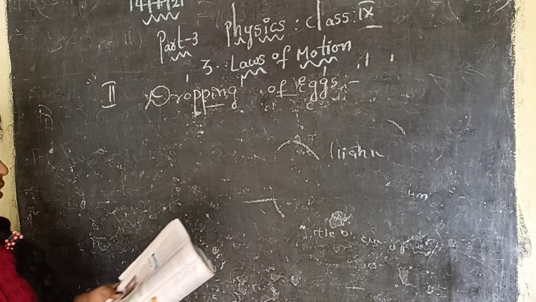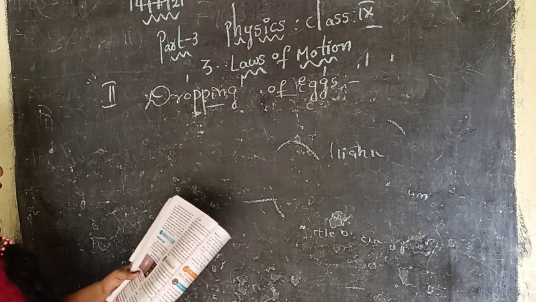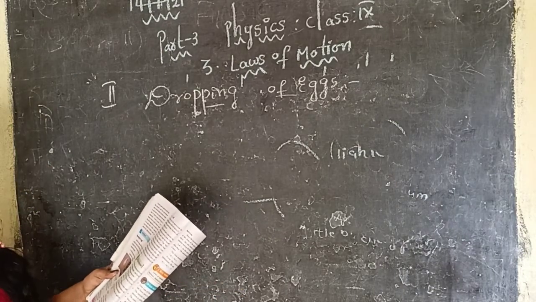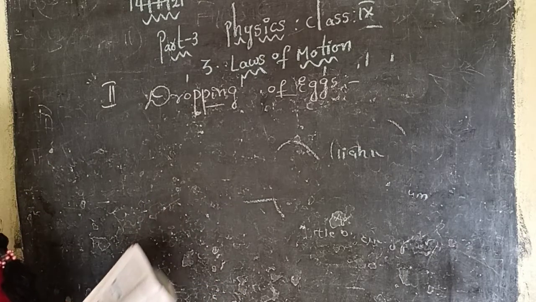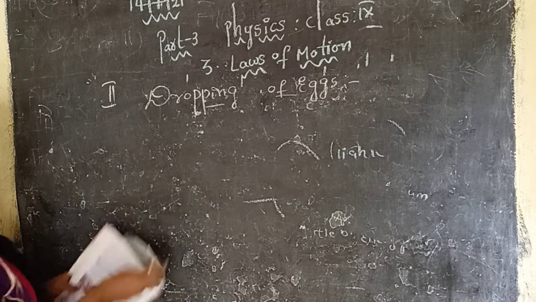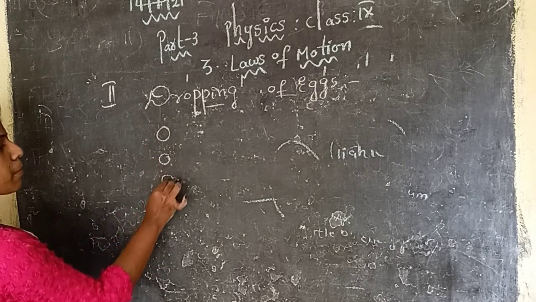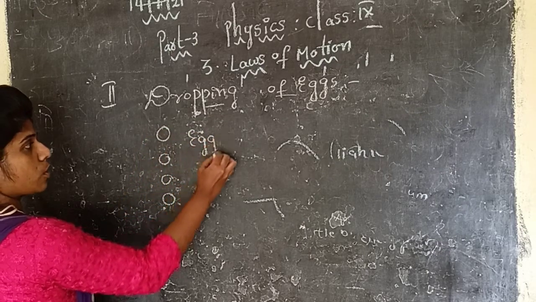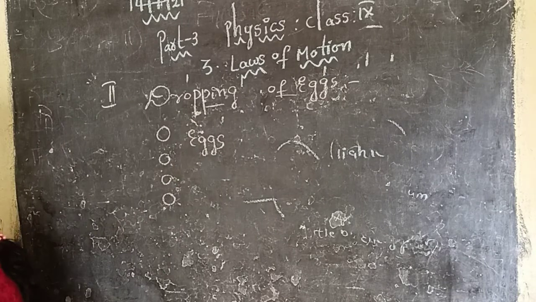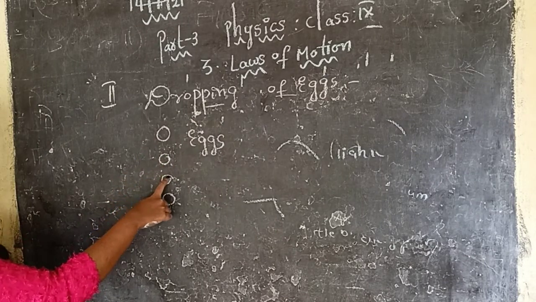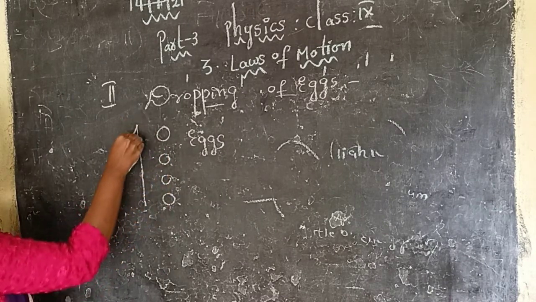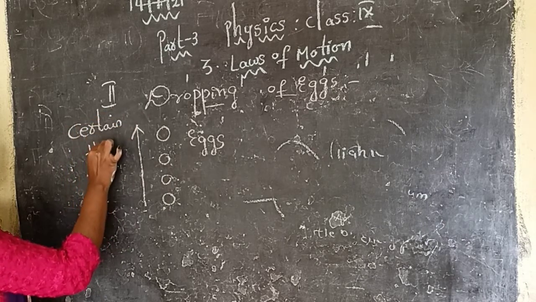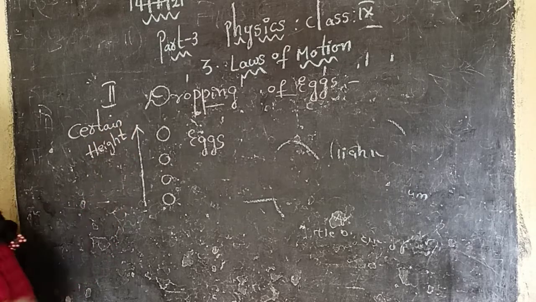Let us see here. Take two eggs and drop them from a certain height such that one egg falls on a concrete floor and another egg falls on a cushioned pillow. So you have to select what? You have to select the number of eggs. After selecting these eggs, try to drop them from a certain height.